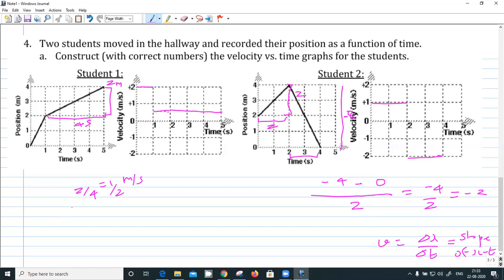For student 1, the first part is steeper. But wait, I have a quick question. Would it also be +2? Like, it's moving in the negative direction. No, student 1 is always moving in the positive direction. But student 2 has changed its direction. So delta x is final x minus initial x. Final x is 0. Initial x is +4. So 0 minus 4 is minus 4.